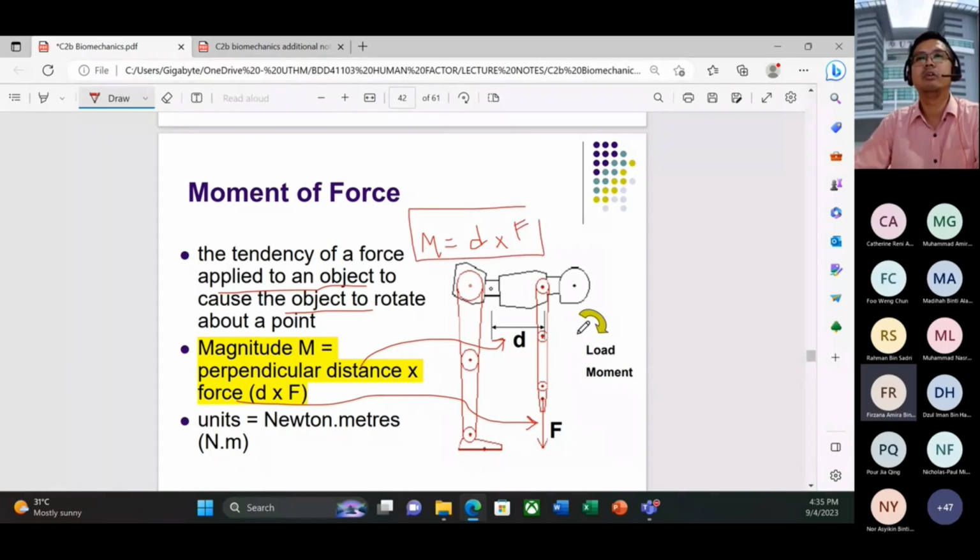Okay. And then the load moment will be here. So the moment of the force will be measured in Nm, Newton meter. Okay, so let's begin with our example.